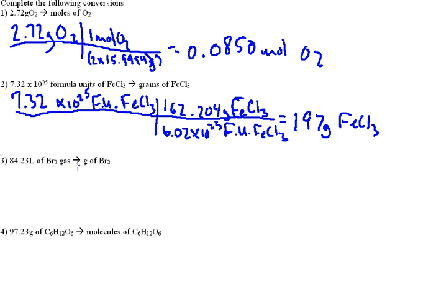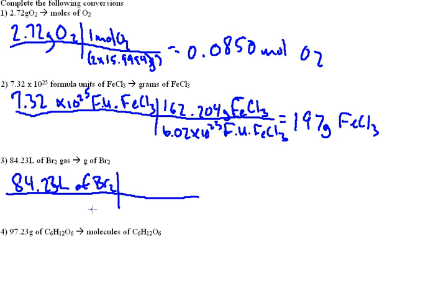Looking down at our next one here, this is dealing with liters, and if you remember the relationship between moles of a substance and liters of a substance, any mole of a gas is going to take up 22.4 liters at standard temperature and pressure. So we're going to do 84.23 liters of bromine gas.